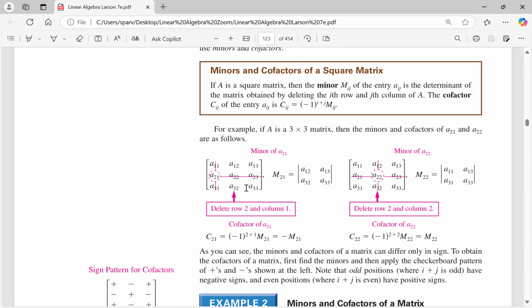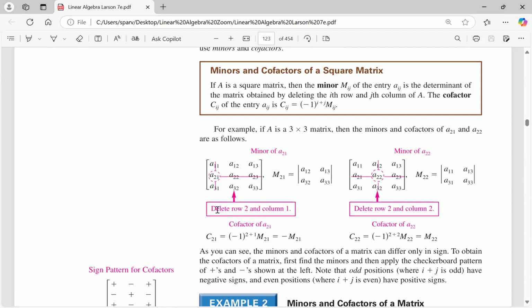So what is that minor? The minor of an element of a matrix is the determinant that you get by deleting the row and deleting the column in which the element appears. So again, the minor of an element of a matrix is the determinant of the matrix you get when you delete the row and column in which the element appears.